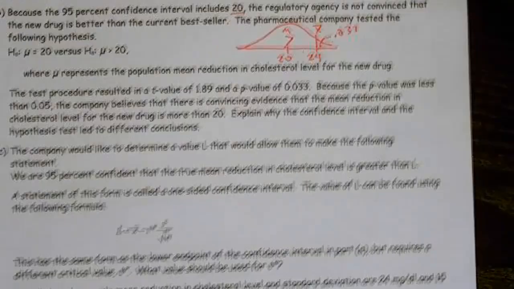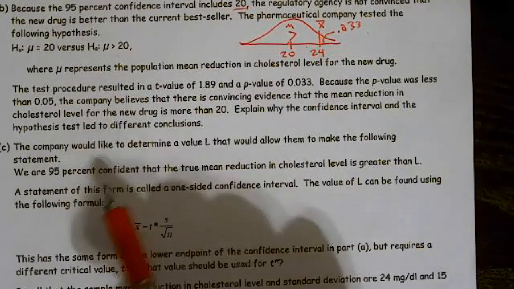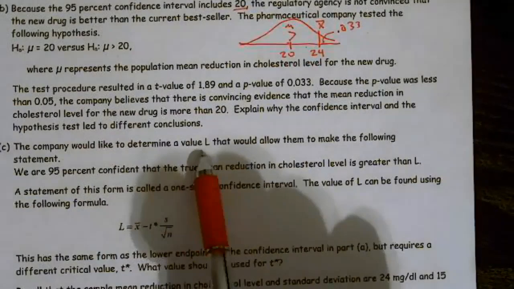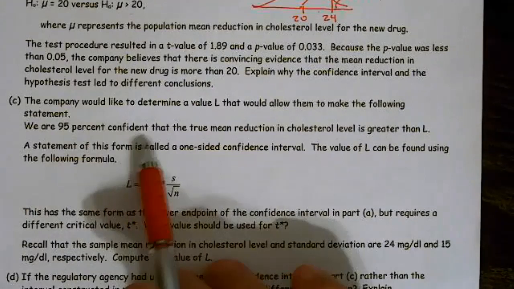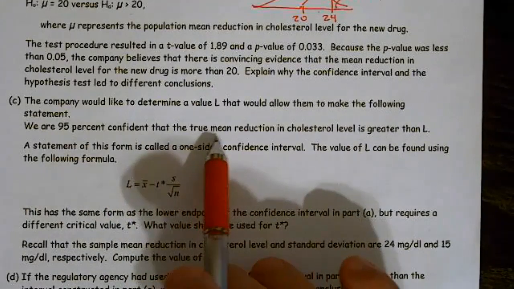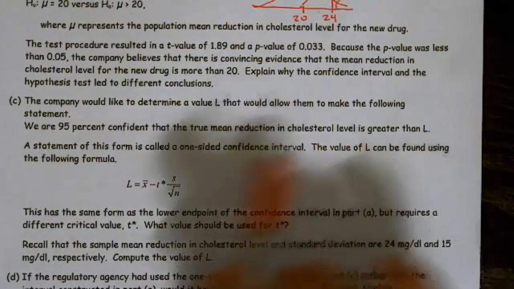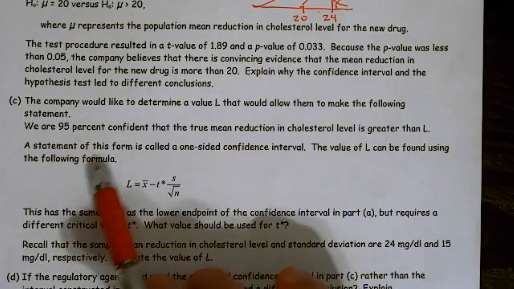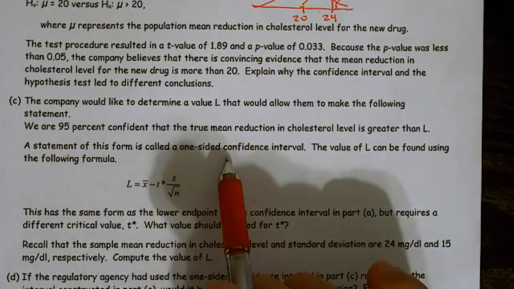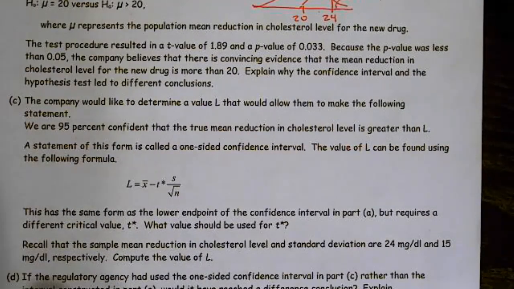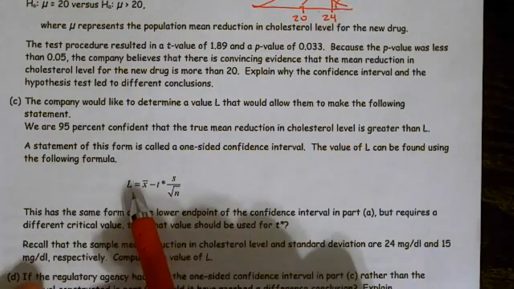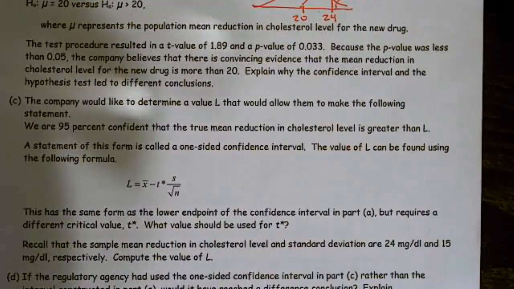So, still not finished. Part C. The company would like to determine a value L that would allow them to make the following statement: we are 95% confident the true population mean reduction in cholesterol level is greater than L. A statement of this form is called a one-sided confidence interval, which can be found using a formula. We've never seen this before and haven't introduced it in class.